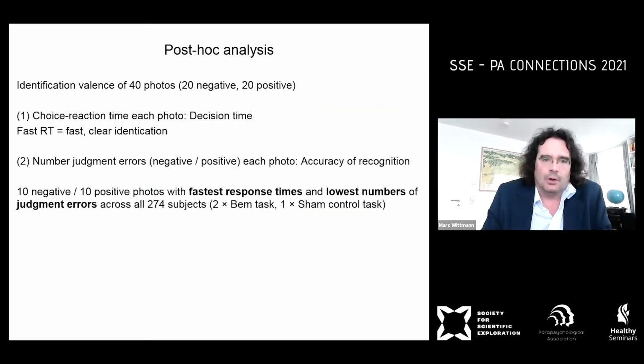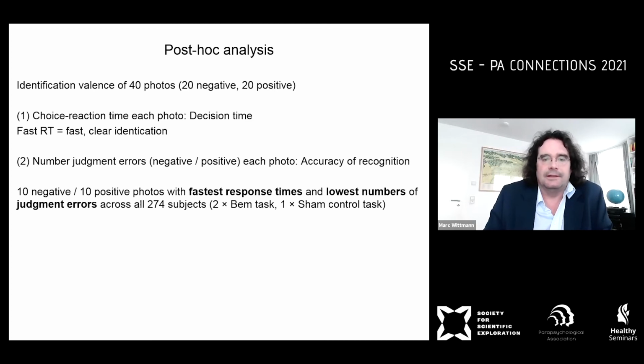So what did we do now? We have the valence of the 40 photos, 20 negative, 20 positive. What we looked at now in the data I just showed you was the choice reaction time for each photo, which is the decision time. If we have a fast reaction time, we can say we have a fast and clear identification of the photo. And we can also look at the number of judgment errors, negative or positive, to each photo, which would be a sign for accuracy of recognition.